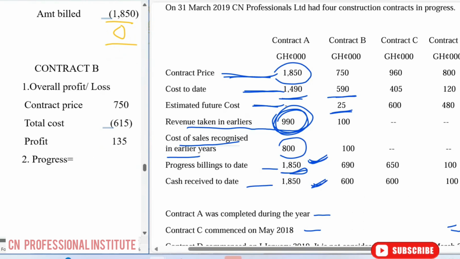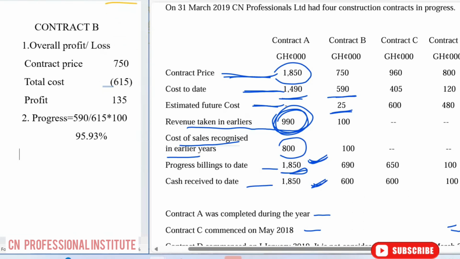So what's our cost to date? 590 divided by total cost, which is 615, times 100. So we have 95.93%. So this is the progress. We are using the input method. So input is cost to date divided by total cost times 100.